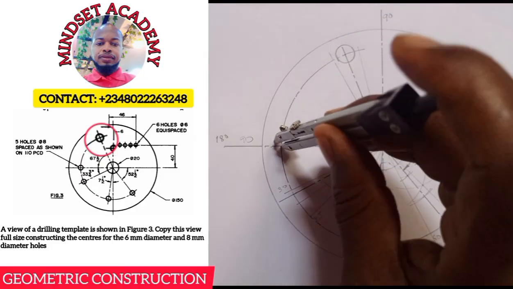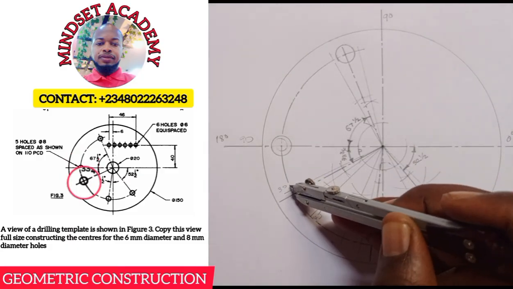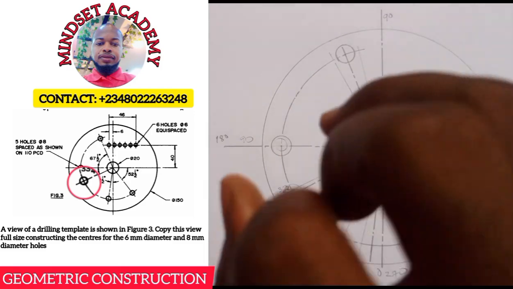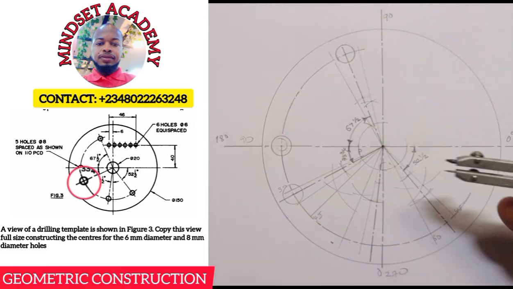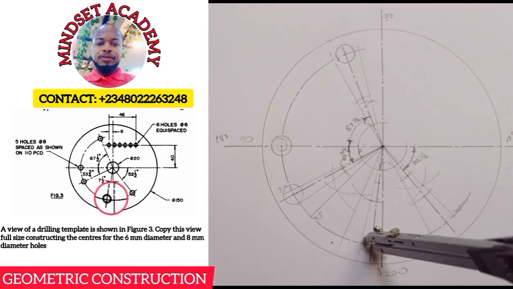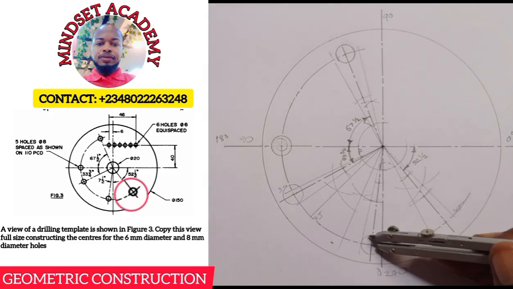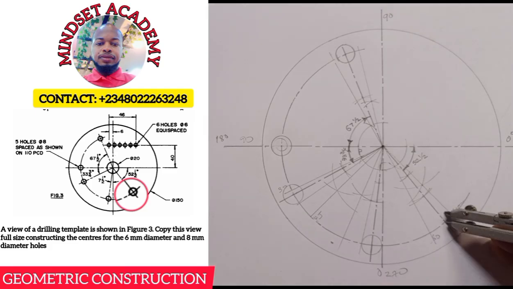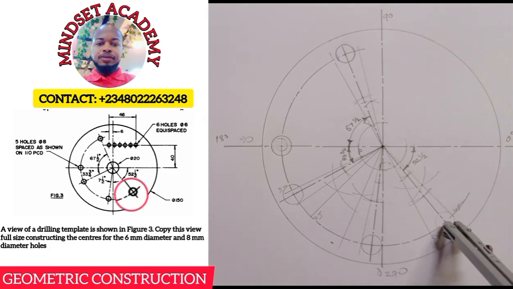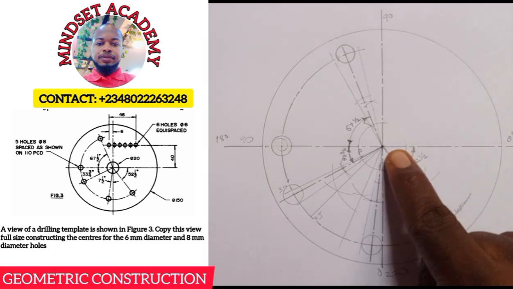Come to the next one here. Then here also. Then the next center line here too. Then the next one here too. Hope you can see that. So these are the 5 circles on the PCD. Another one at the center here.